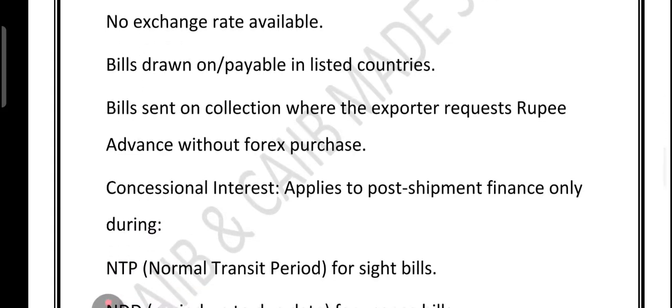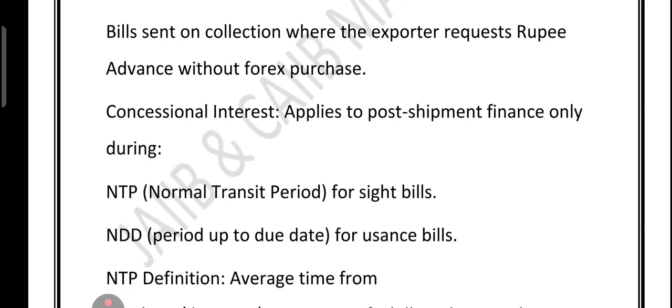Now there is also something called concessional interest rate. Basically it means cheaper interest rate. But these apply only to the post-shipment finance during NTP. What is NTP? Normal transit period for sight bills, which means payment on sight, or NDD, which is period up to due date for usance bills. So the concessional interest rate applies for NDD, period up to due date for usance bills, and for up to NTP, which is the normal transit period.